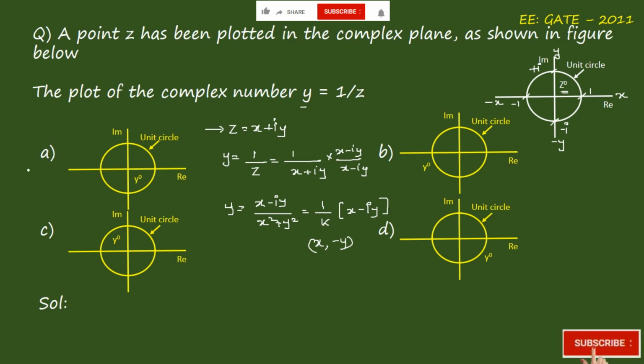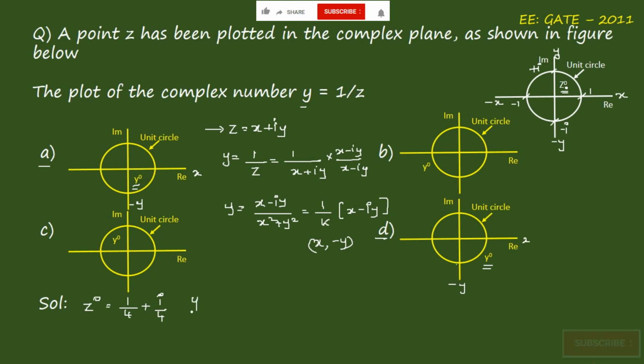In the options, you can see that in option A and option D, y0 is coming in the fourth quadrant, with minus y and x. Now we will find out whether it will be inside the circle or outside the circle. Consider z0 to be something like 1 by 4 plus i by 4. Now we can point out that it will be inside the circle.